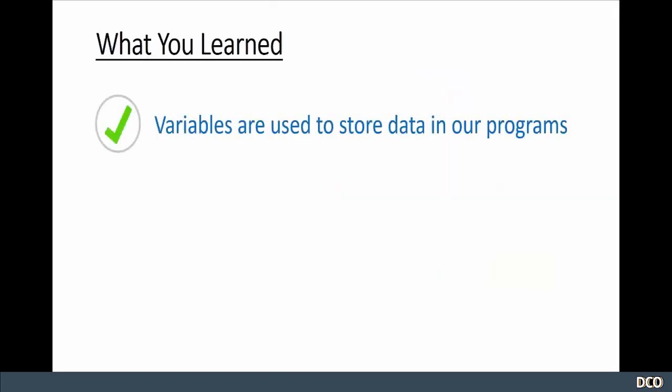Firstly and most importantly, you learned that variables are used to store useful pieces of information in your computer programs. Variables are like boxes, and each variable has a name and also has a value stored inside of it. We give variables values and names using the assignment operator, which in Python is just an equals sign.